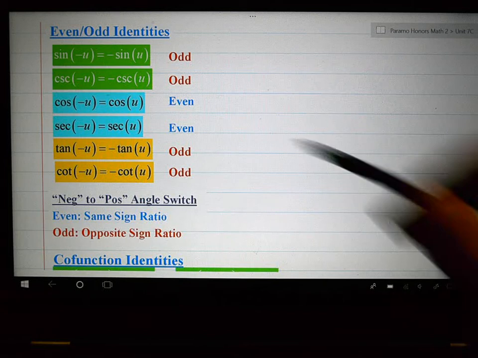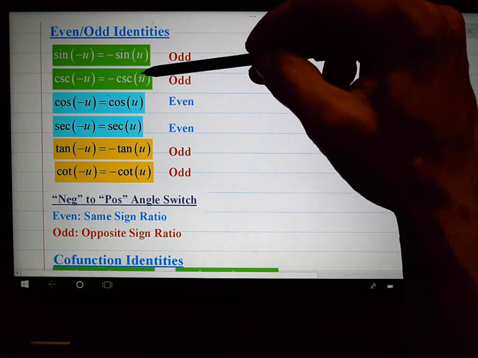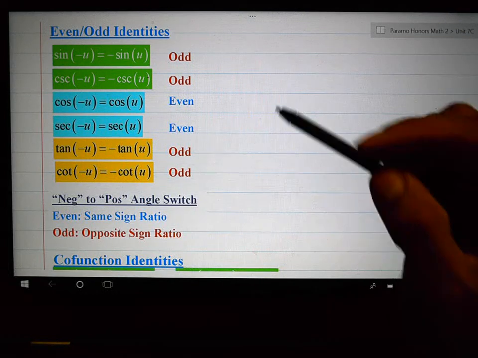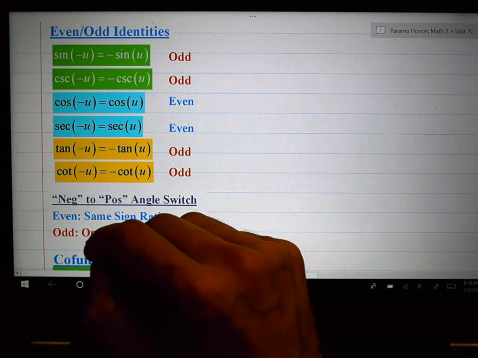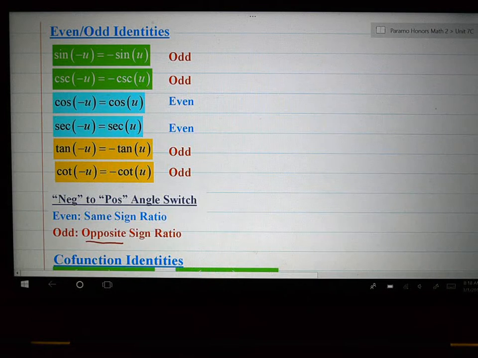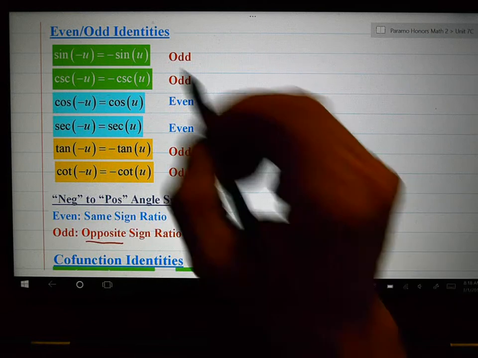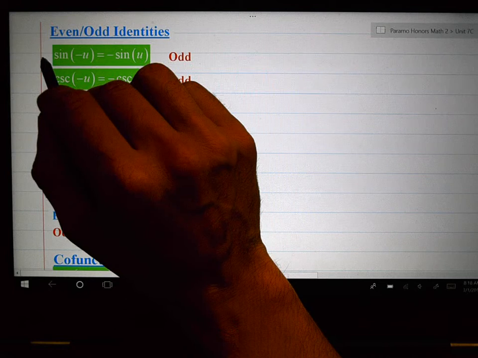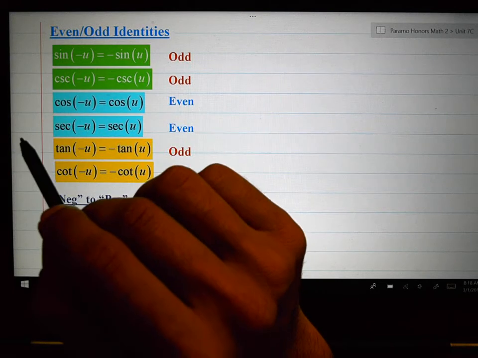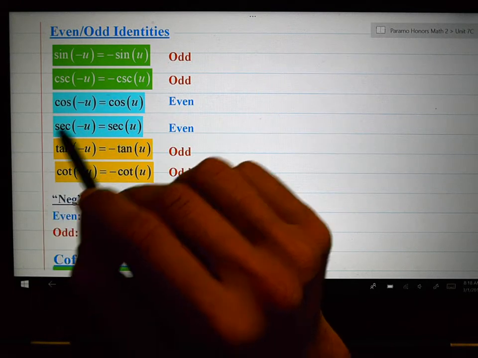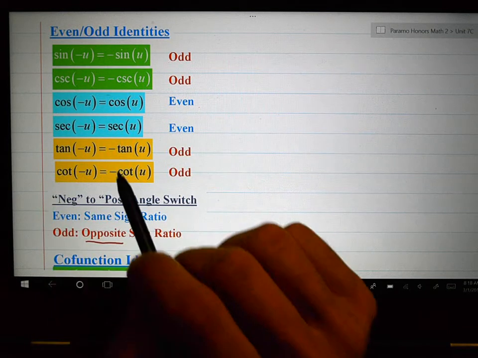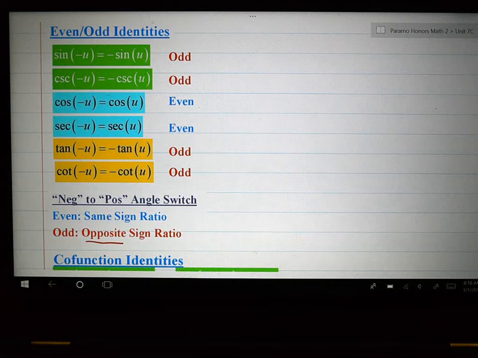So the ones that I know that are odd are sine, its cousin cosecant, tangent, and its cousin cotangent. When you see the word odd, I want you to think, man, that's the opposite. They do things different. Everything's the opposite of what it started as. Meaning, if it started out as a positive, it turns into a negative in front of the function. If it started out as a negative, it turns into a positive. That's what odd functions do.